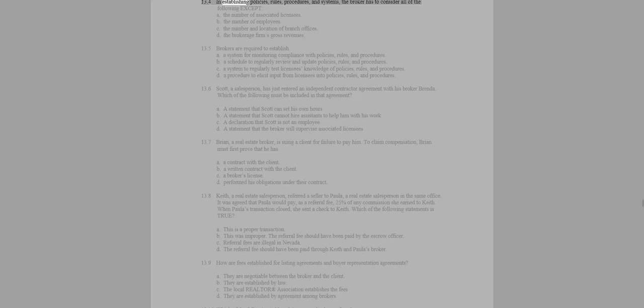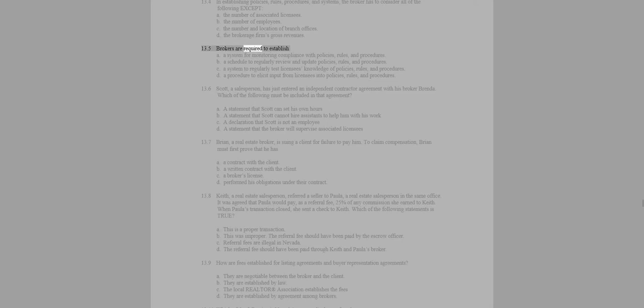13.4 In establishing policies, rules, procedures, and systems, the broker has to consider all of the following except: A. The number of associated licensees. B. The number of employees. C. The number and location of branch offices. D. The brokerage firm's gross revenues.